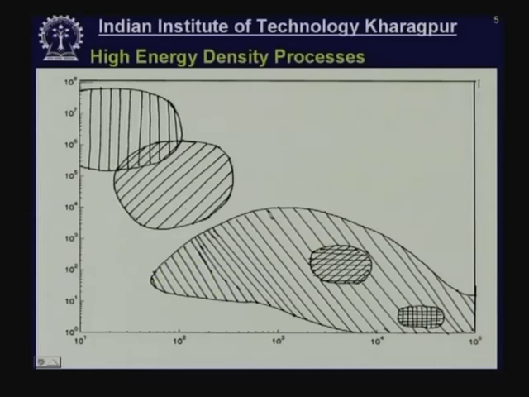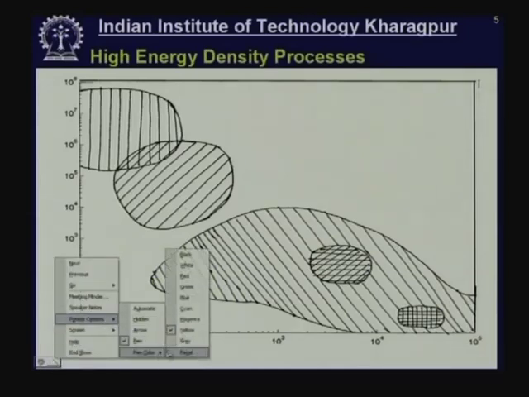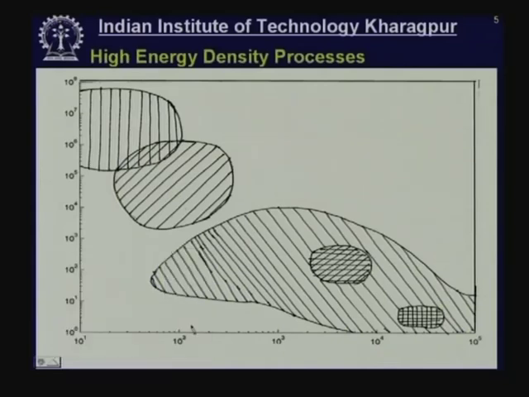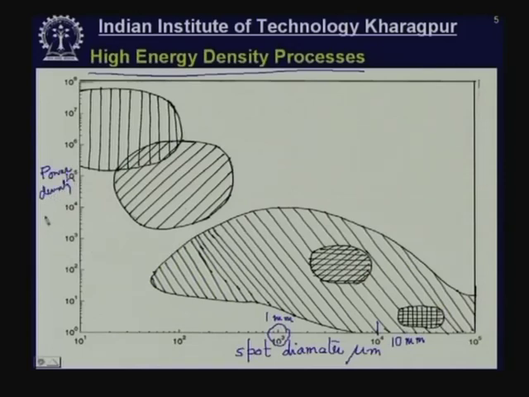Now, both these processes, like other non-traditional processes, are basically high energy density processes. What do you mean by high energy density process? In this particular graph, this is the spot diameter in micron. That means, wherever 10 to the power 3 is written, this is around 1 millimeter, and this is around 10 millimeter. And this is the power density of the process in question, watt per millimeter square.